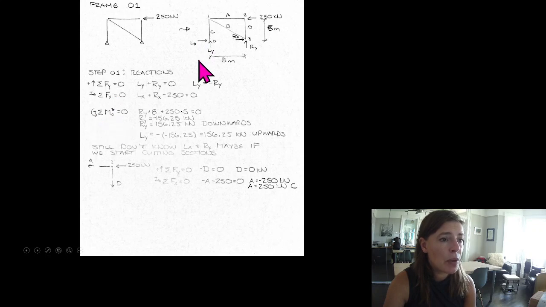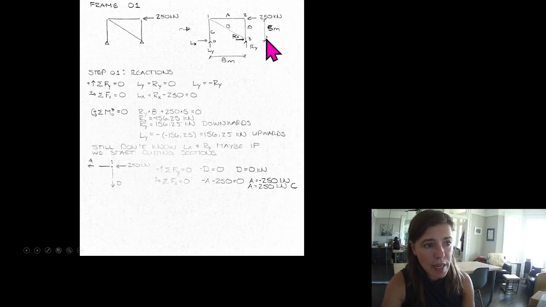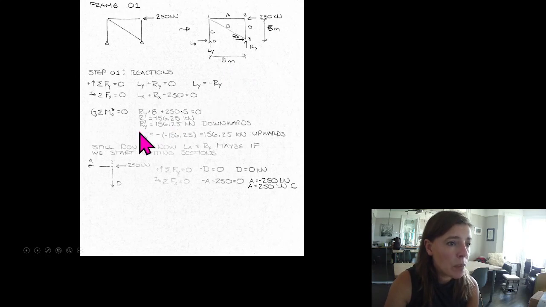We can sum the moments about a node. I'm going to sum them about this node right here. So that means Ly goes out of the equation, Lx goes out of the equation, and Rx goes out of the equation. All we're left with is Ry. Ry tries to spin it in this direction about node 0. Our 250 kilonewtons tries to spin it in this direction about node 0. So we can write that all down, and when we rearrange it, Ry equals minus 156.25 kilonewtons. Or Ry equals 156.25 downwards.